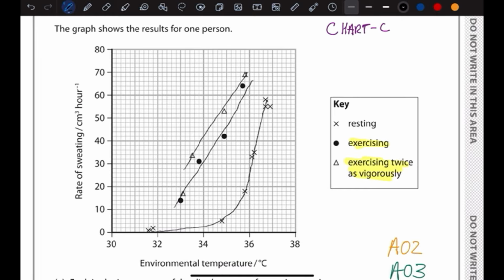Yeah, I can see here that the rate of sweating starts to increase by more, or there's not much change until you get to higher temperatures at rest. So the rate of sweating doesn't increase as much until you get to higher temperatures at rest. That also kind of links onto trend. Trend, I just want to see the overall pattern. You can see in all of these, at higher temperature, the rate of sweating increases.